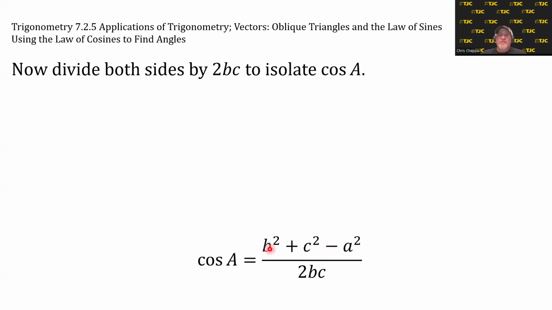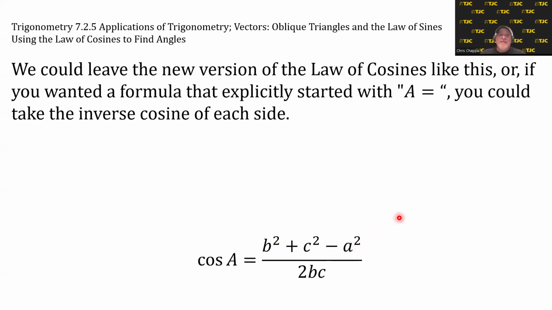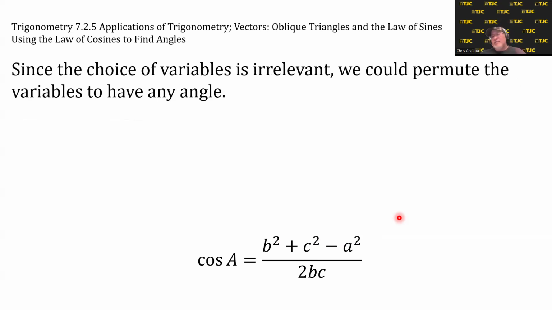That gives us cosine of A equals b squared plus c squared minus a squared over 2bc. Now, we could leave the new version of the law of cosines like this, or if you wanted a formula that explicitly started with A equals, you could take inverse cosine of each side. So it would say A equals cosine inverse of that mess. But I'm going to leave it like this.